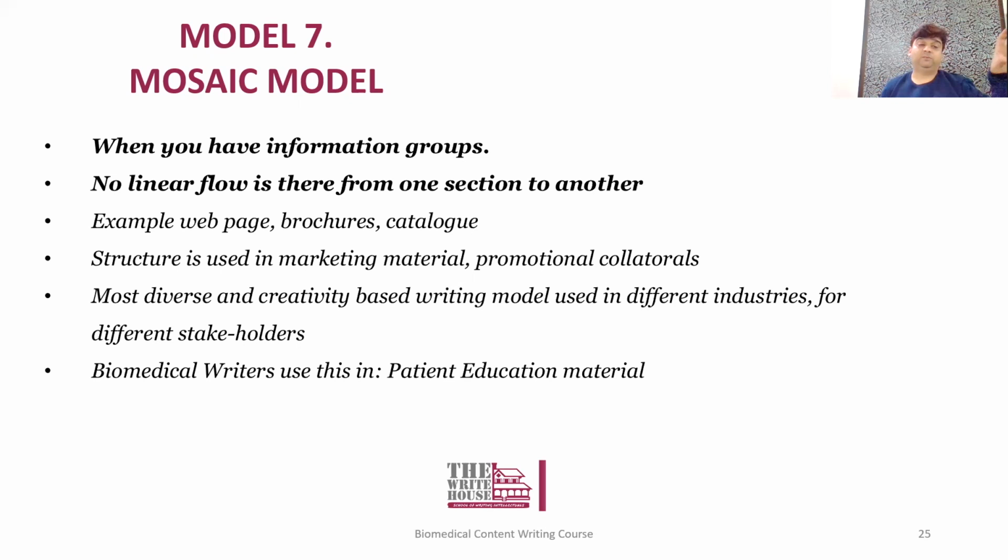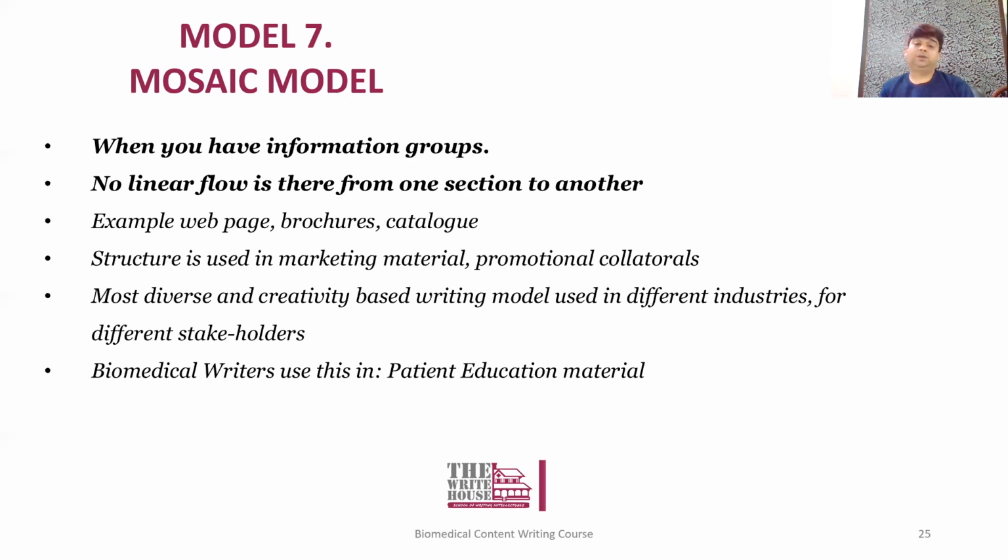You want to tell something from one part and something from another part, and those information parts are in different groups. You want to share those groups with the audience so that they know the important aspect of that particular part of your content, and there is no linear flow from one section to another. Examples of this are the web page, the brochures, or the catalogs. This structure is used in marketing material and promotional collaterals.